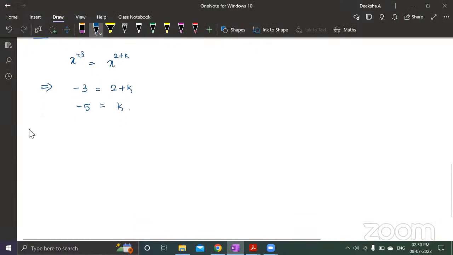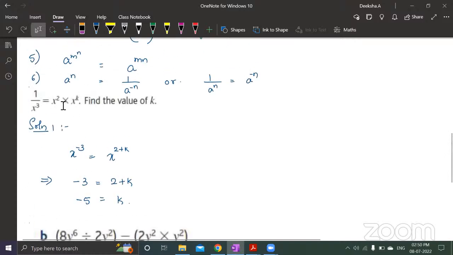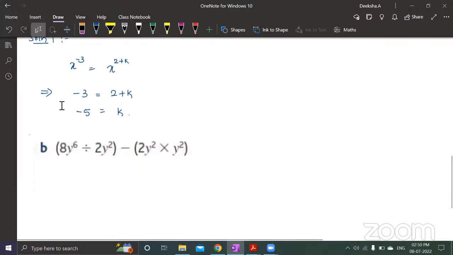Here we have two variables. Let us solve this one. 8y power 6 divided by 2y square minus 2y square into y square. Now, this type of questions where you have x, y, such variables, this type of questions will appear only for MCA students. Okay. Wherever you have such variables, this will appear only for MCA students. For MBA students, they will not get variables like this, but there will be values. So method of simplification is same for both of them.